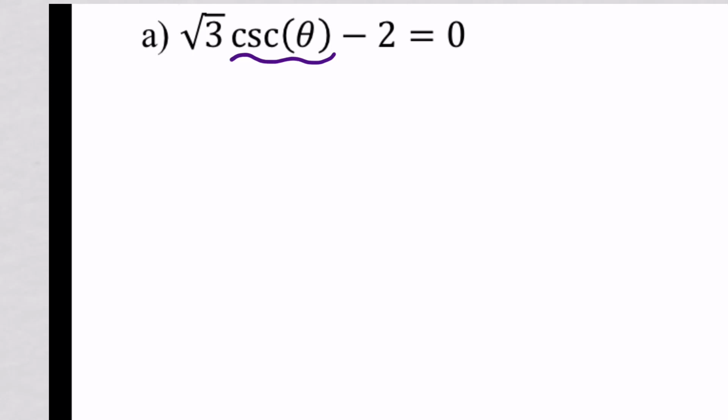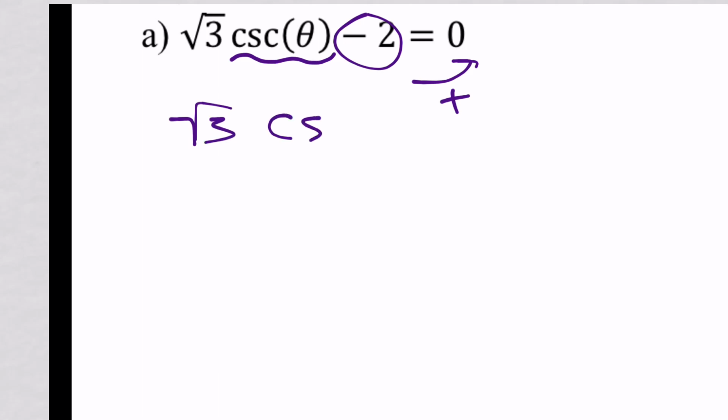We want to rearrange this equation until we can get the trig equation equal to some number. The trig function equal to some number. So I want to do normal solvey things to do that, which means I'm going to take this minus 2 and get it to the other side by adding it over. So I will end up with the square root of 3 times the cosecant of theta equals positive 2.